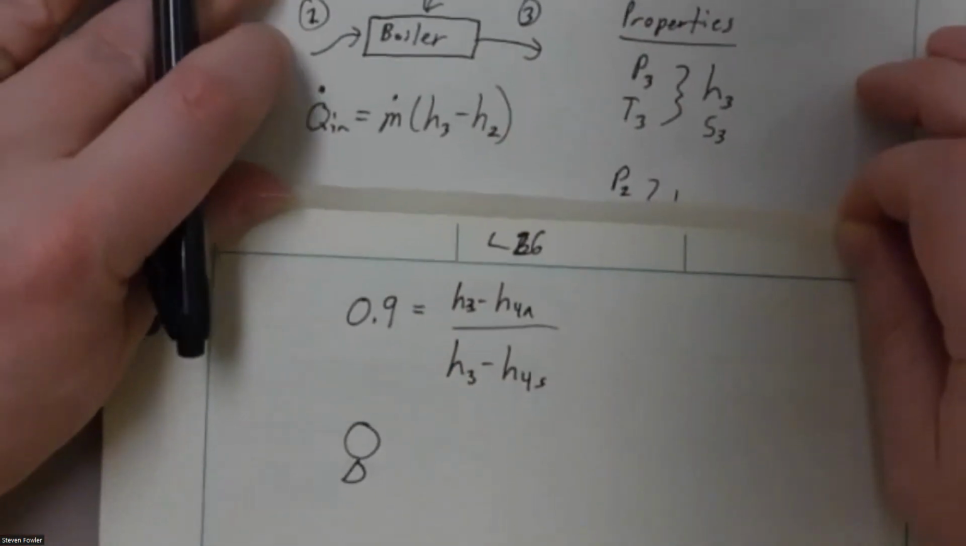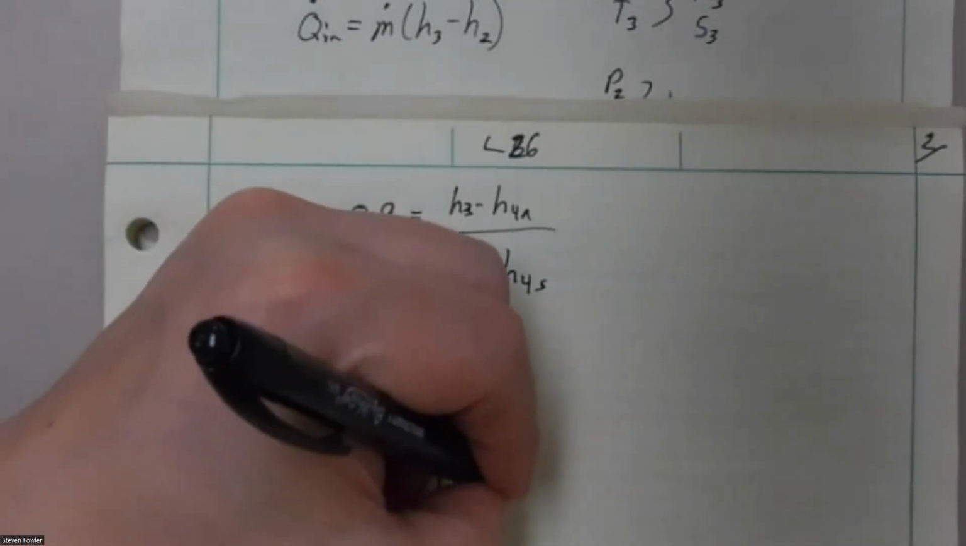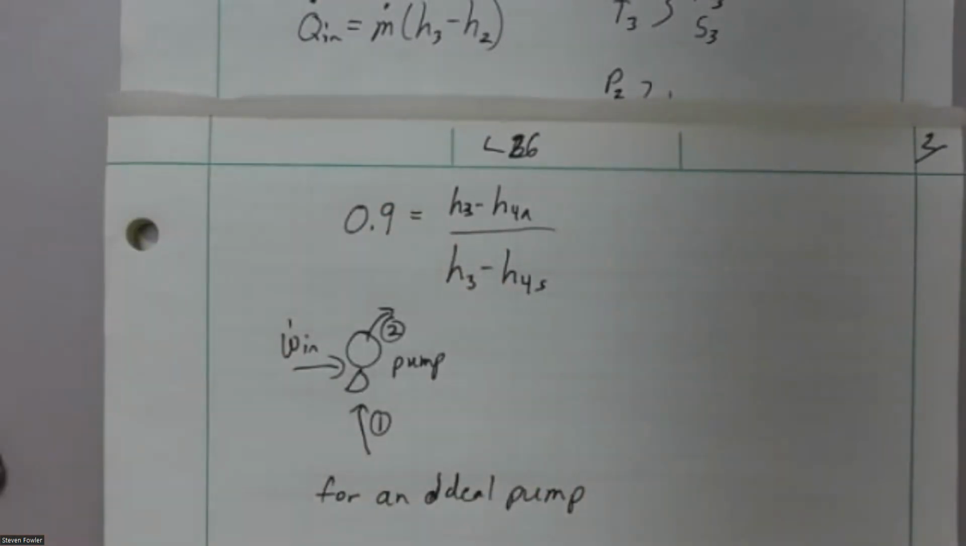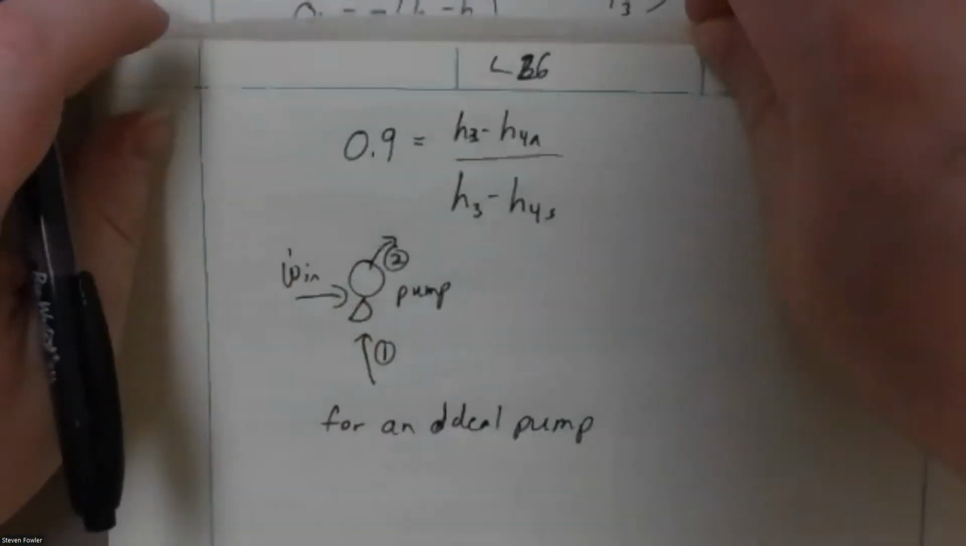Okay. So if I look at the pump, the pump's got state 1 coming in, and it's got state 2 going out. It's got a power input going in. And the problem statement said this pump is ideal. It's an isentropic compression. So there's a neat trick we get to use for an ideal pump. They'll tell you for an ideal pump, you get to use this expression.